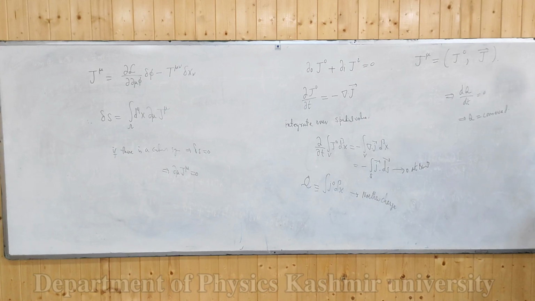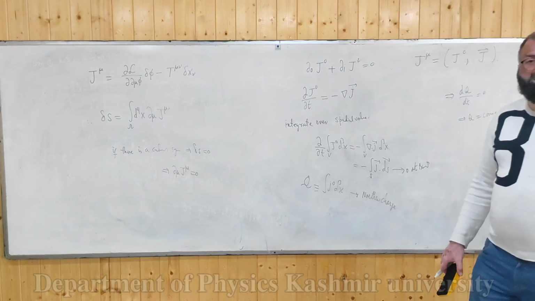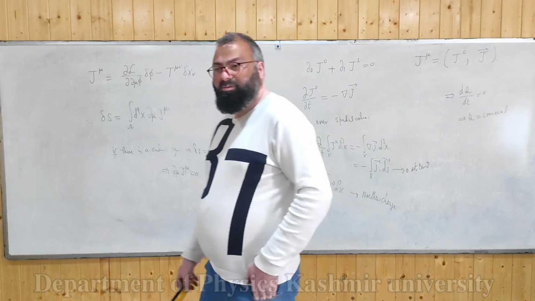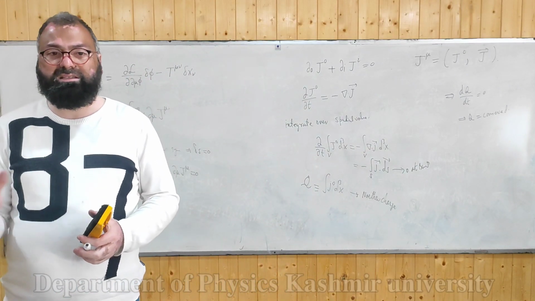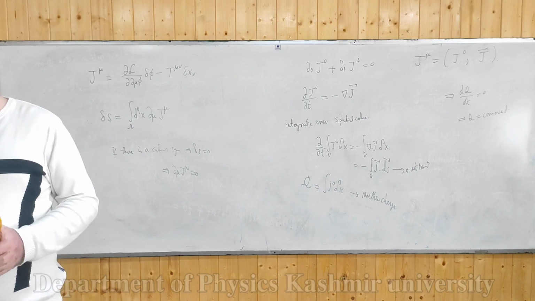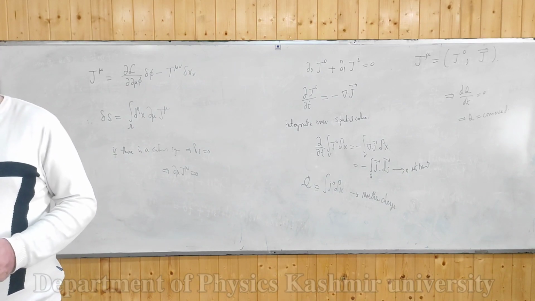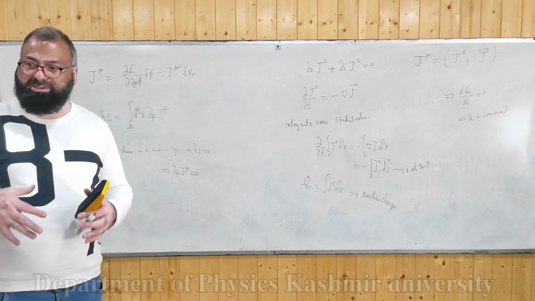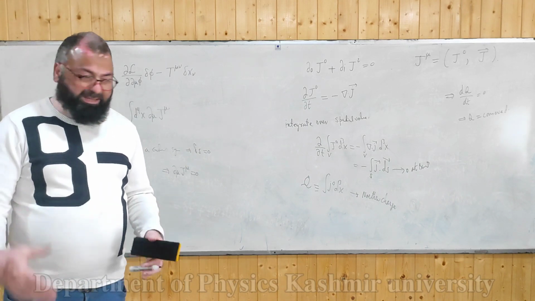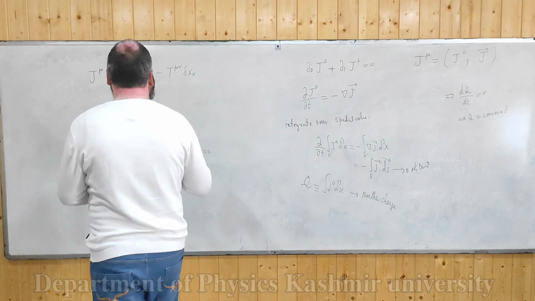So let's take a simple example. We know if the system possesses translational symmetry, momentum remains conserved. So now let's do translation invariance in 4 dimensions. Clear? This incorporates both time translation as well as space translation. So let's do it.